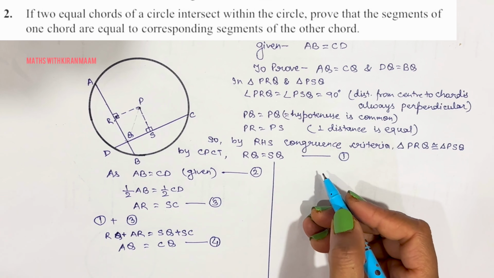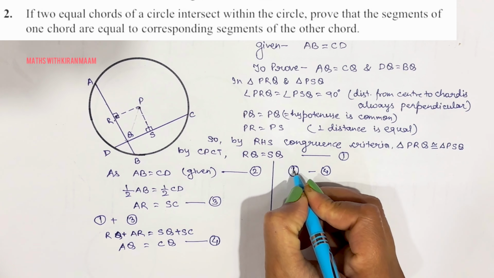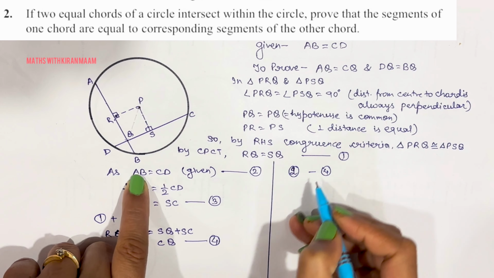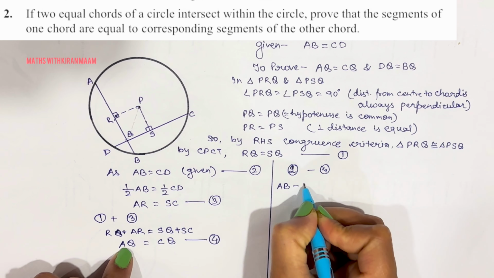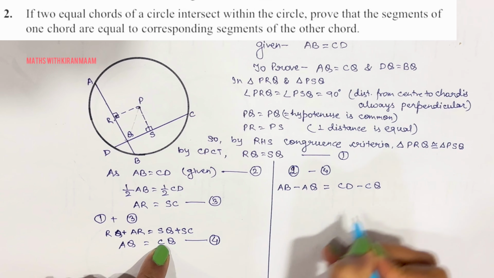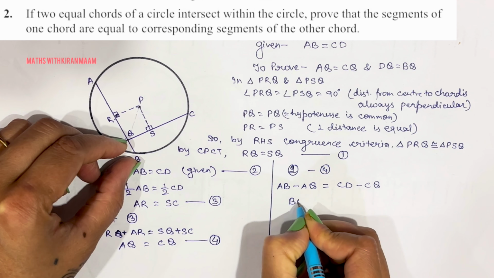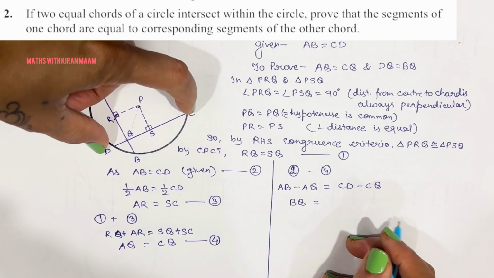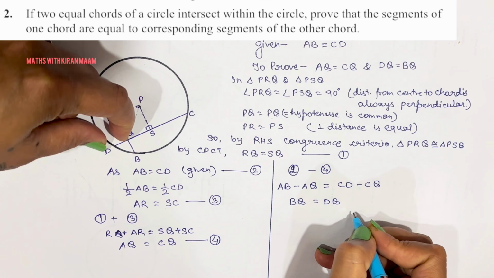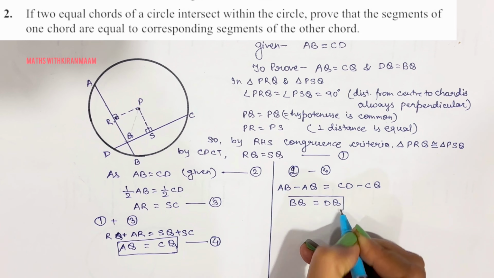Now for the minor segments or the smaller segments like DQ and BQ, if we subtract equation 1 from equation 2, the left hand side of both the equations will be subtracted. So AB minus AQ equals CD minus CQ. Now AB minus AQ is BQ and CD minus CQ is DQ. So the minor segments or the smaller segments are also equal. These two we had to prove.